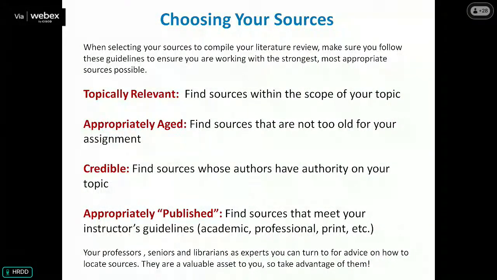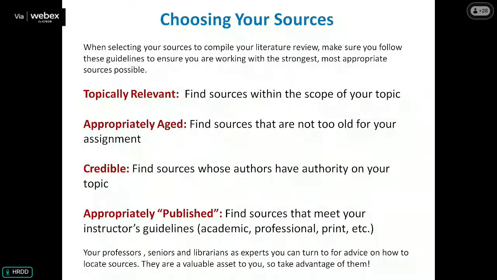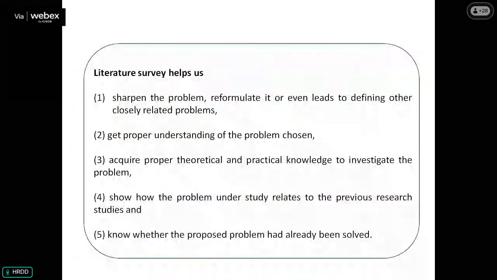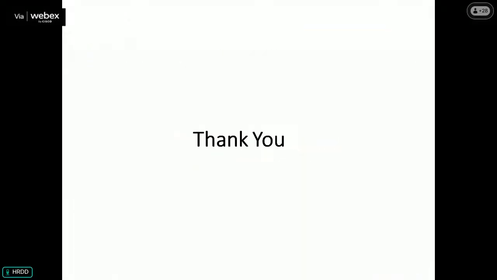Credible: the source should be appropriately published. Find sources that meet your instruction guidelines. Your professors, seniors, and librarians are experts you can turn to for advice on how to locate sources. They are a valuable asset to you, so take advantage of them. You have the library, so start doing it. This is how a literature survey helps us, and we will start all this from the next class.